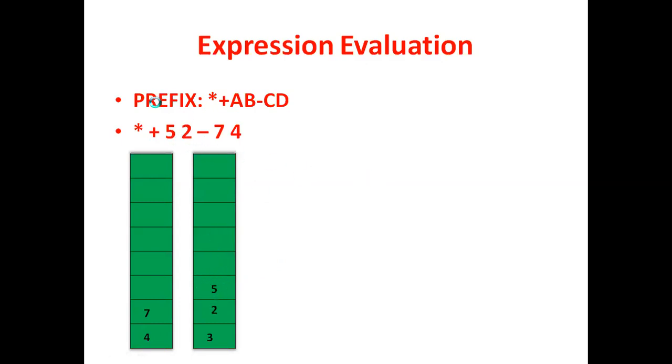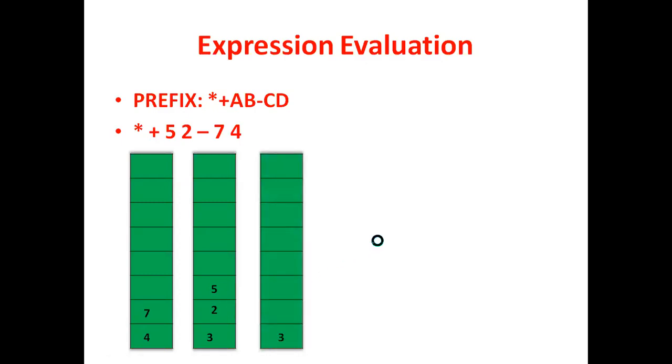Then when you got plus here, take the top two elements. The top two elements are 5 and 2. So our n1 value is 5, n2 value is 2. Apply plus between n1 and n2. So n1 plus n2, 7. So 5 plus 2 is 7. The 3 is there as it is, and 7 and 3 are in the stack.